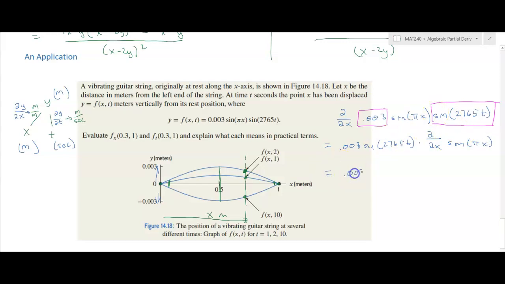That will equal 0.003 sine of 2765 t, and now this will be cosine of pi x. The derivative of sine of stuff is cosine of stuff, multiplied by the derivative of the stuff.